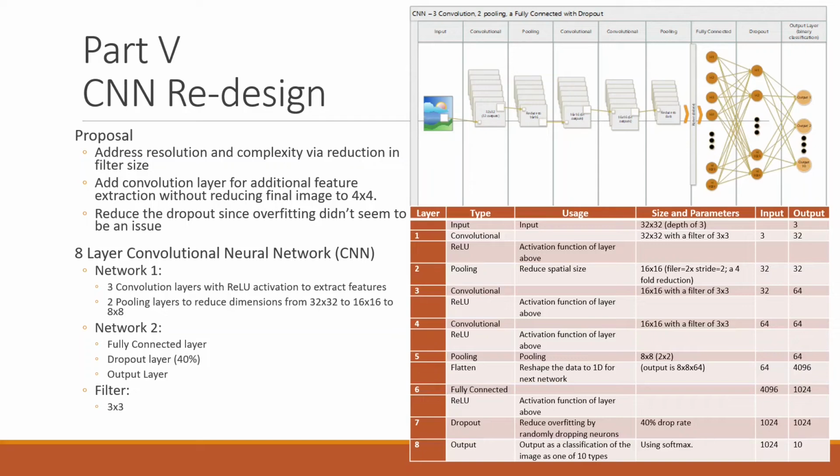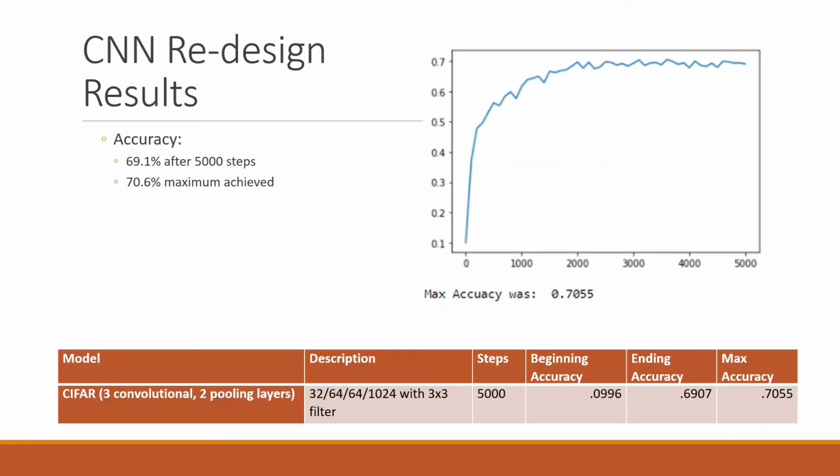So the major differences were the filter was changed from 5x5 to 3x3, and the 2 consecutive convolution layers with no pooling layer in between. Since overfit didn't seem to be a risk, I also reduced the dropout rate slightly. This resulted in an 8-layer network comprised of 3 convolution layers and 2 pooling layers. The results were slightly better. After 5,000 steps, the accuracy was 69% with a maximum of 70.6%.